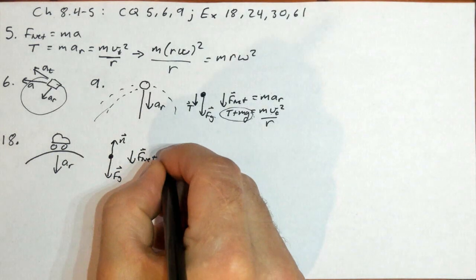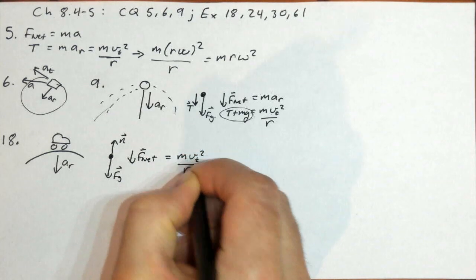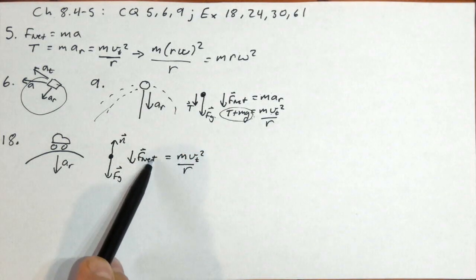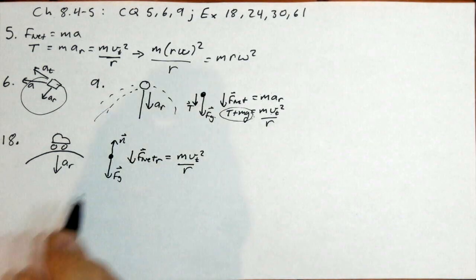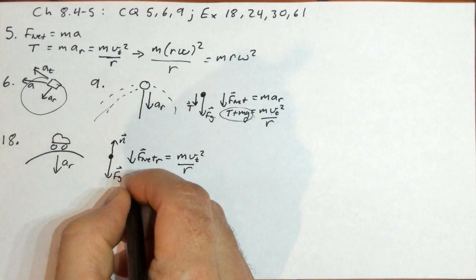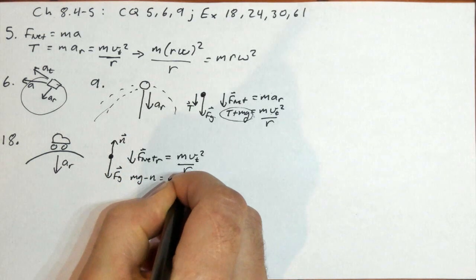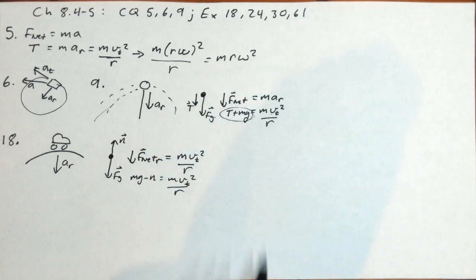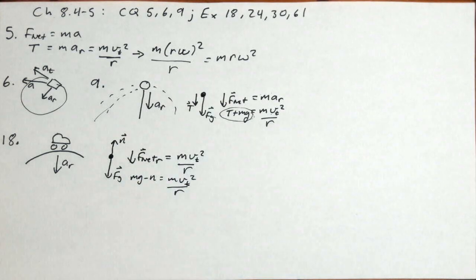Now, if I set that equal to m v_t squared over r, that's my radial acceleration, because this is the radial net force. But what is it? Well, choosing down to be positive, I'm going to have mg minus N equals m v_t squared over r. So if this is getting big, if I drive faster and faster, what happens over here?